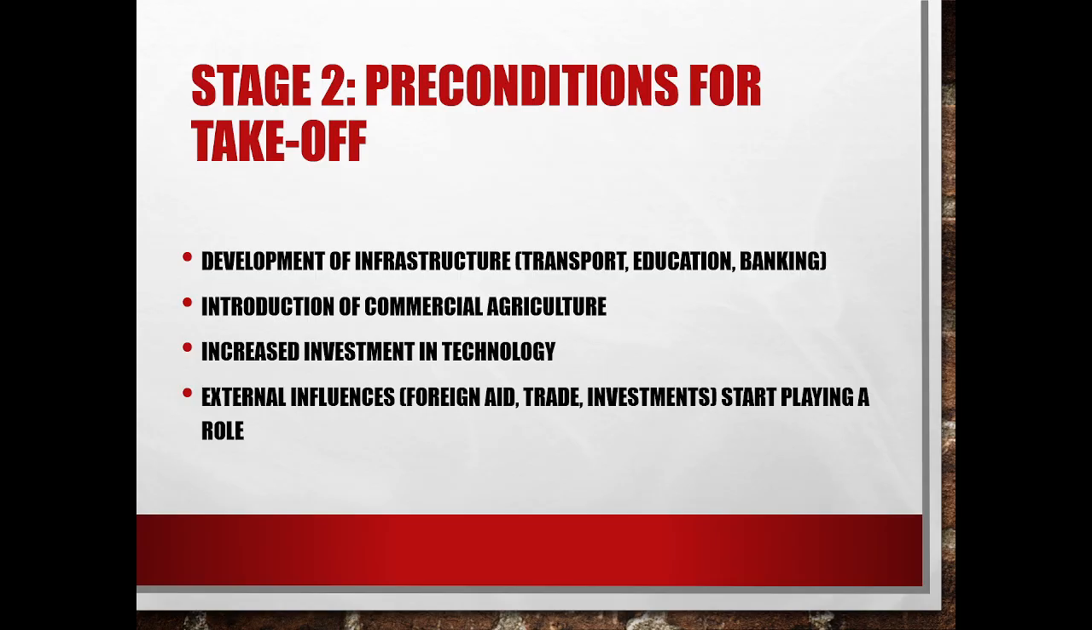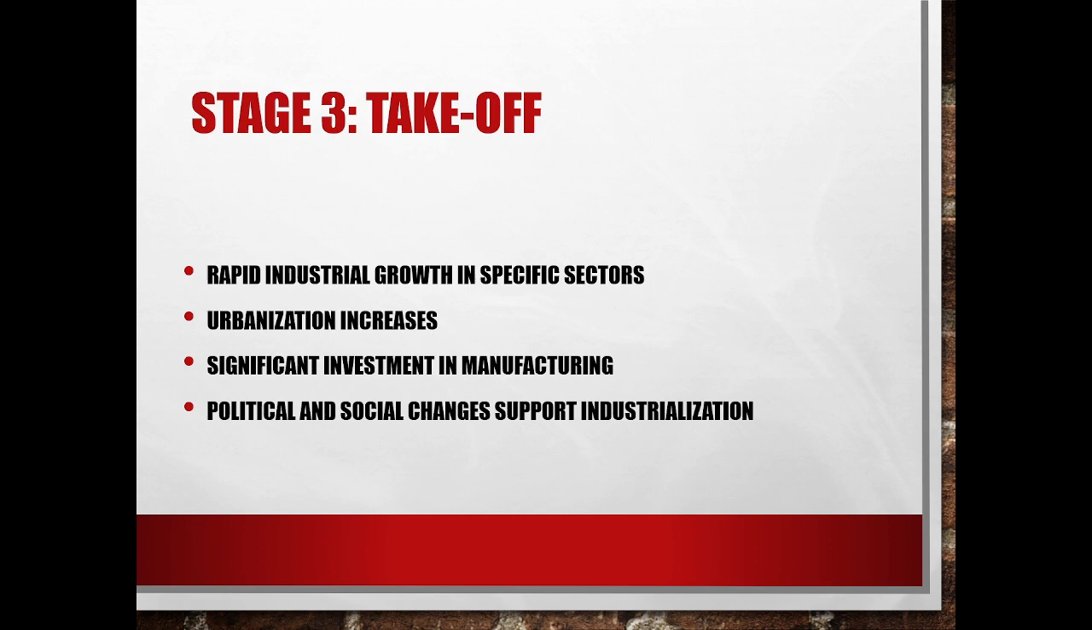They will no longer stay at the subsistence level where they only produce for themselves and their family, but they'll begin to produce for export, for sale, and all that. People begin to see the importance of education and the banking sector, and the use of technology would begin to gain ground in that society. Let's move on to the third stage, which we termed the takeoff stage.